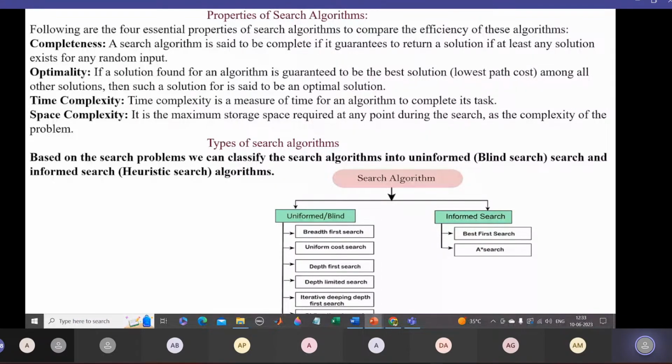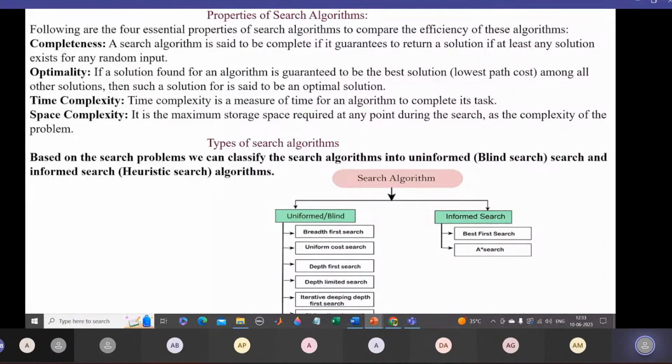So this is the optimality. If you want to move from one city to the other city and you have to find which is the lowest cost path, the distance or the time, that is called the optimal solution. Then time is how much time it takes to complete the task, and space is how much memory it requires. That is the space complexity, the maximum storage utilized. So these are the 4 properties for your search algorithm.